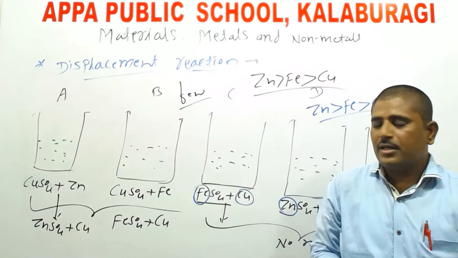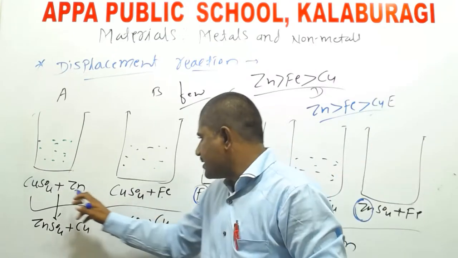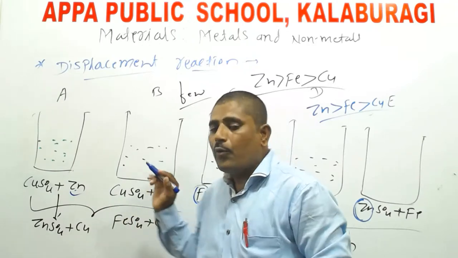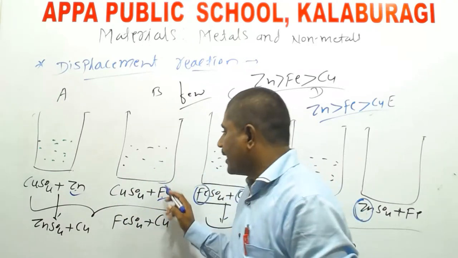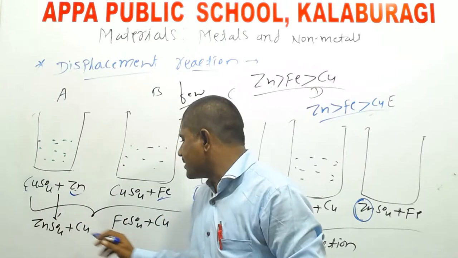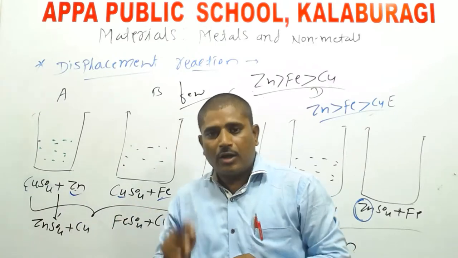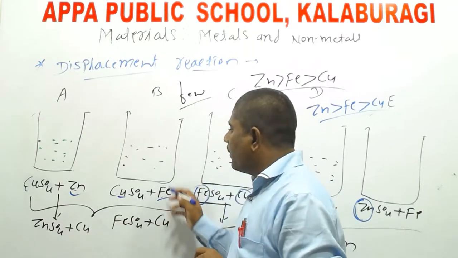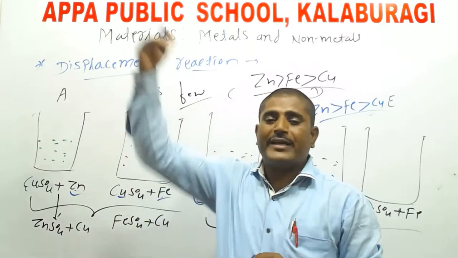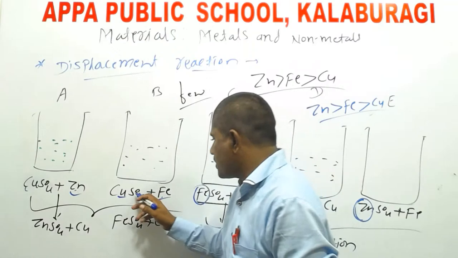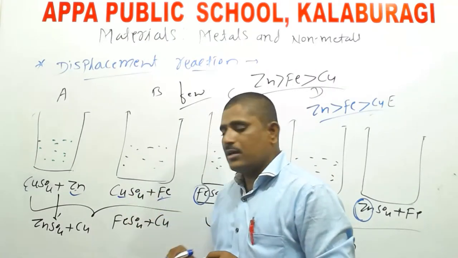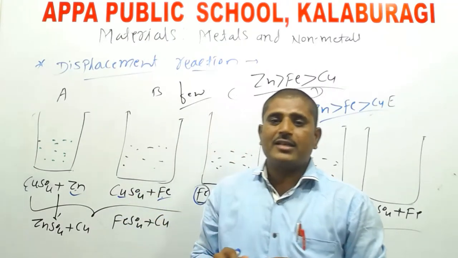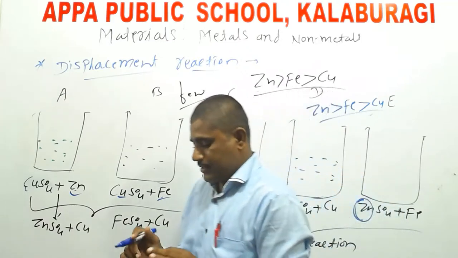My dear students, more reactive metals, zinc and iron, are very reactive metals. They can displace the less reactive metals. Copper is a less reactive metal, and it can be displaced from its salt solution. Then the reaction is called displacement.